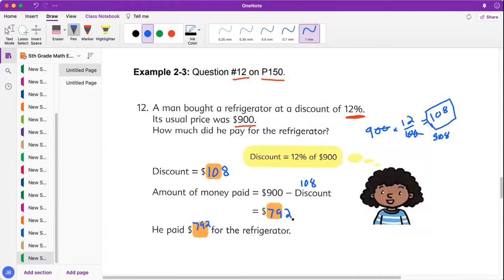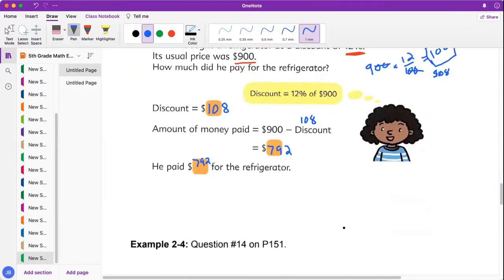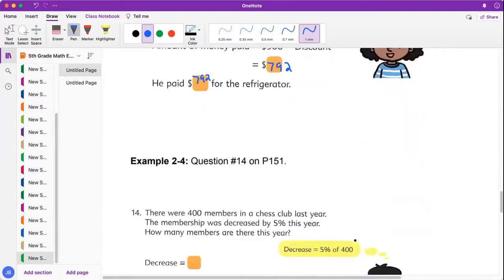Does that make sense for everybody? Perfect. Good. We're all understanding percentages.